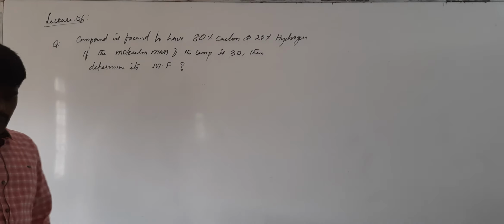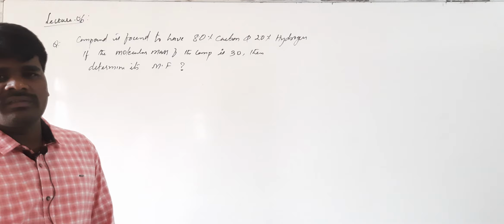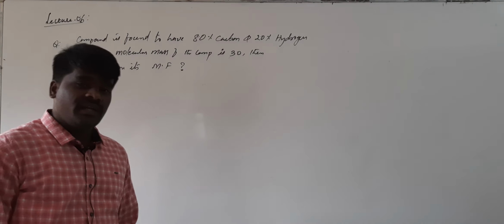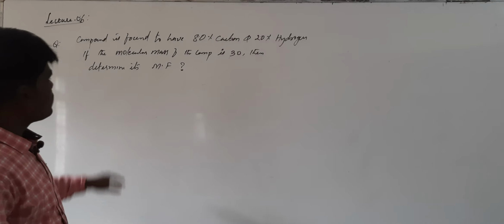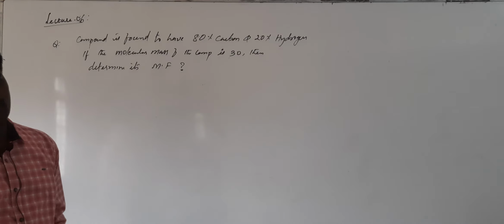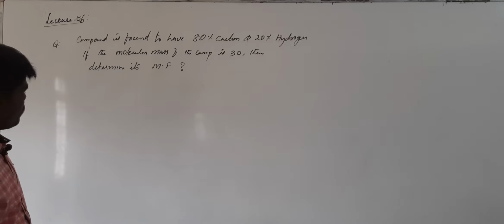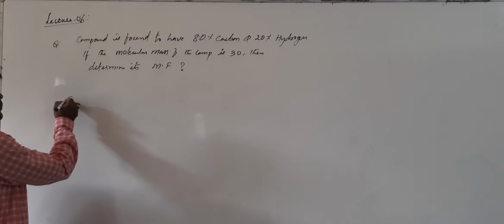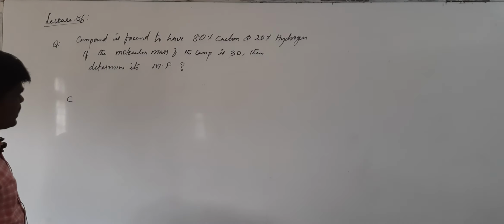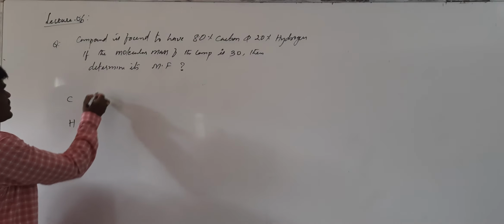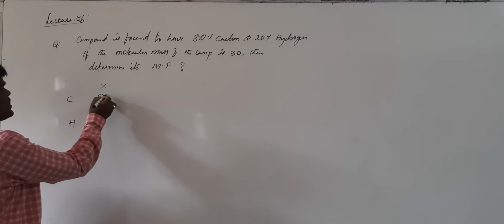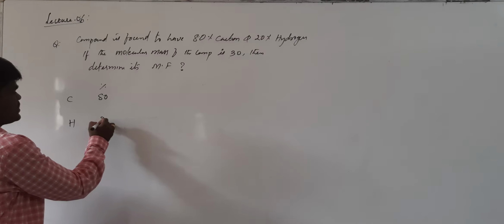Right? Here also, what has he given? He has given the weight percent of the elements present in the compound. Along with that, he has given the molecular mass and is asking us to determine the molecular formula. In these cases also, first of all, you need to determine the empirical formula. What is the procedure to determine the empirical formula? What are the elements given? Carbon as well as hydrogen. And what are their percentages? Carbon is present in 80% and hydrogen is present in 20%.